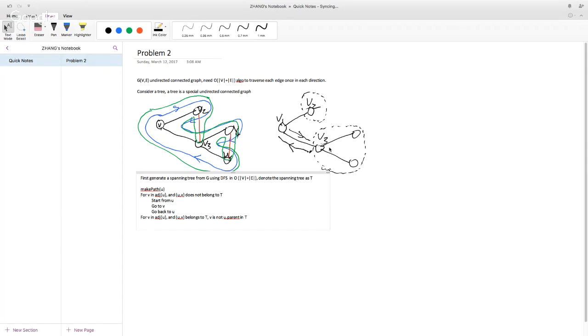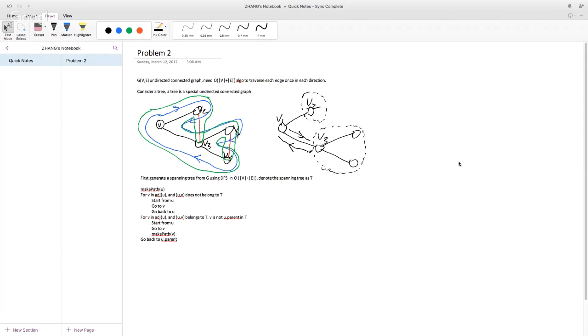And for this, what can we do? We also start from U, go to V, and then we call make path V. Now, suppose we have completed all the edges that are adjacent to U. Now we need to go back, go from U to its parent, U dot parent. Okay, let's complete the algorithm.